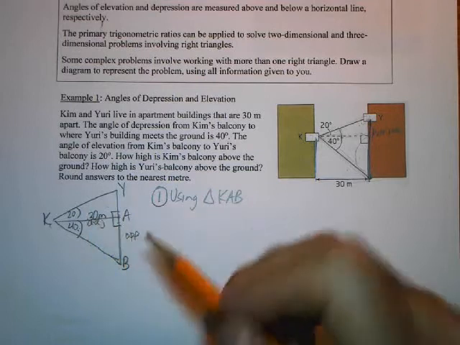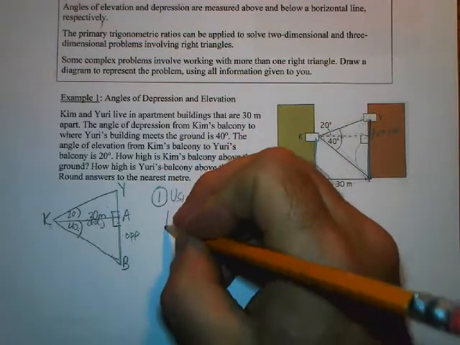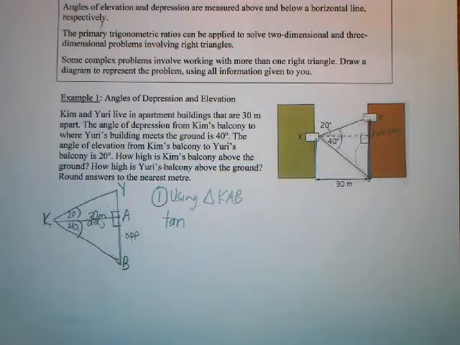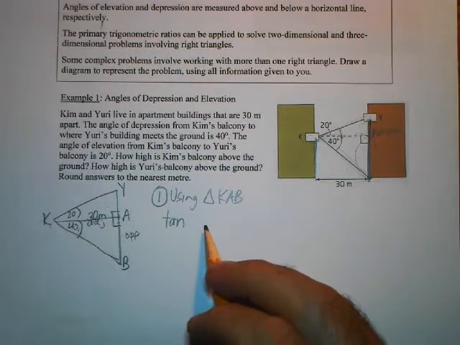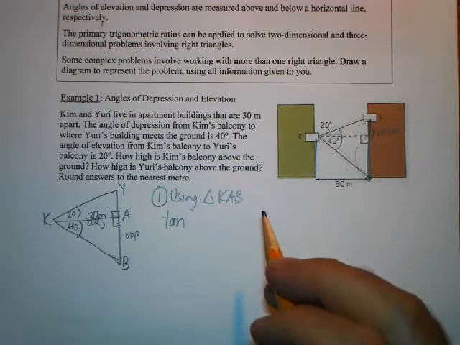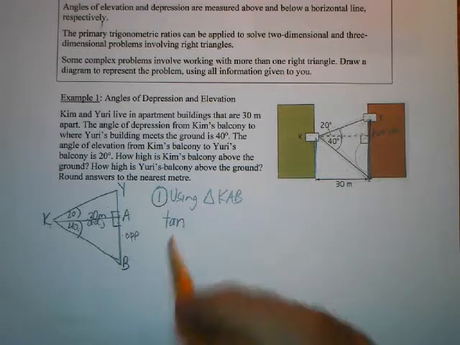So I want the ratio that uses opposite and adjacent, and if you remember SOHCAHTOA, that says it's going to be tan. Okay, so remember, you have to put the angle here. You just don't put tan equals. It's like putting square root equals. It makes no sense. It has to have an argument that goes with the function.